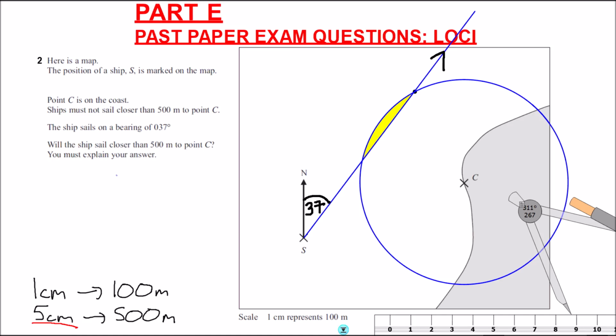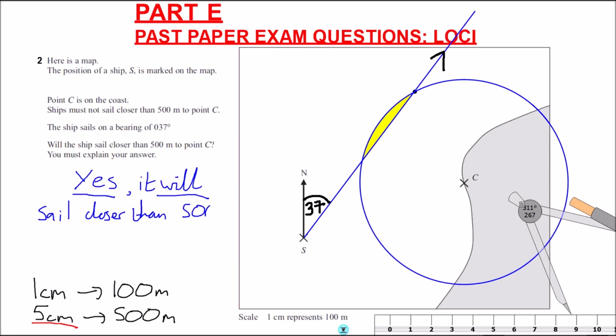In terms of actually answering the question given on this exam, it ends up being a yes or no type question. So you need to just conclude with yes. It will sail closer than 500 metres from C. And that's the final concluding main point.